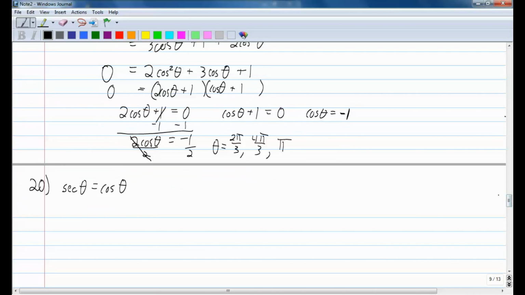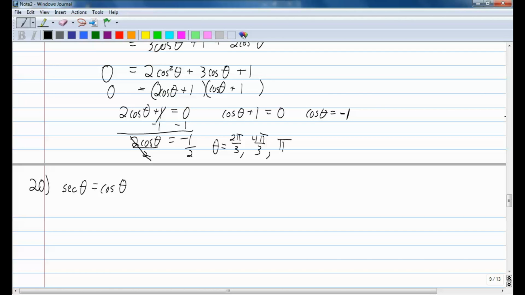Number 20, we have another one of these problems where we have a trig function and another trig function, but they're both to the first power. The way you want to treat that, if you ever have 2 trig functions and that's it, they're both to the first power, you want to set them equal. Well, luckily these are already set equal. Now, we want to get a number on one side, so you want to either divide both sides by secant or divide both sides by cosine. So let's see what happens when I do that.